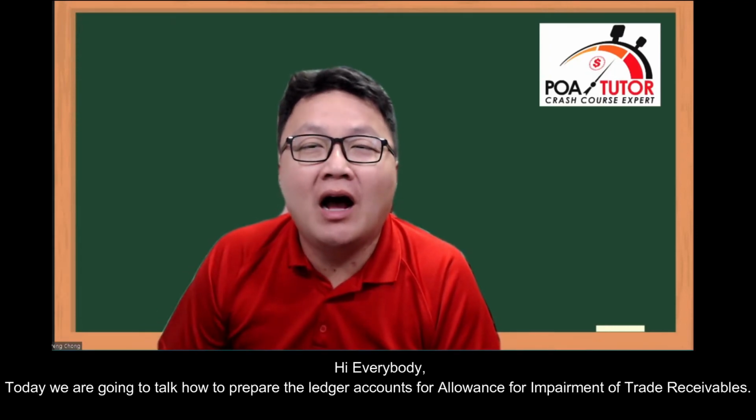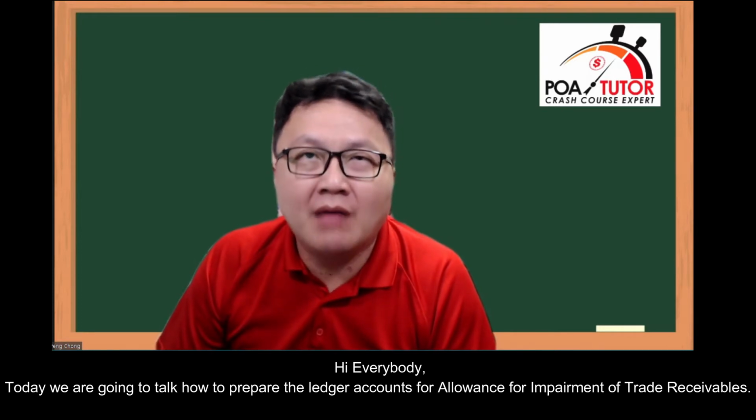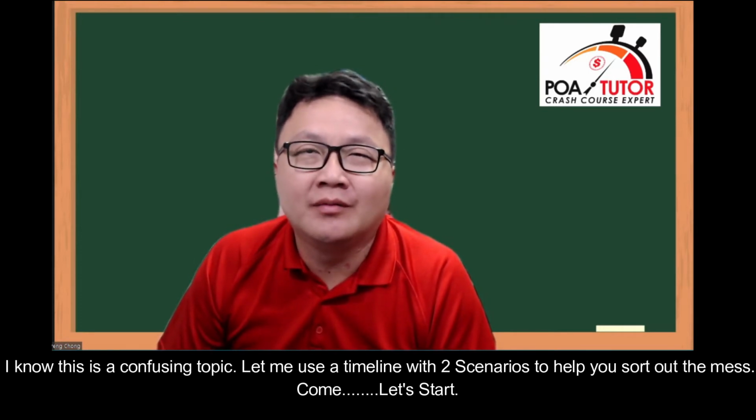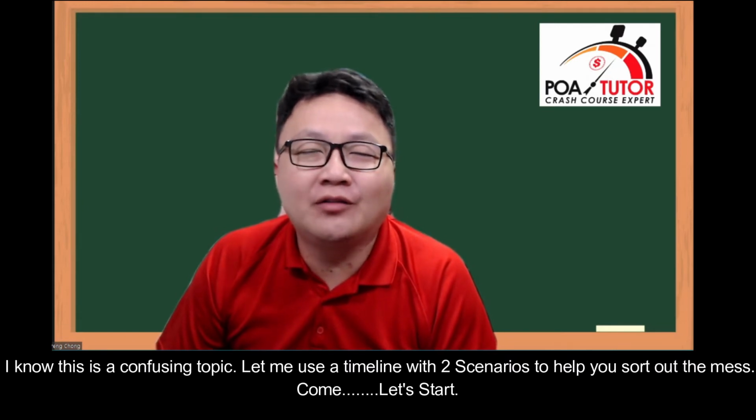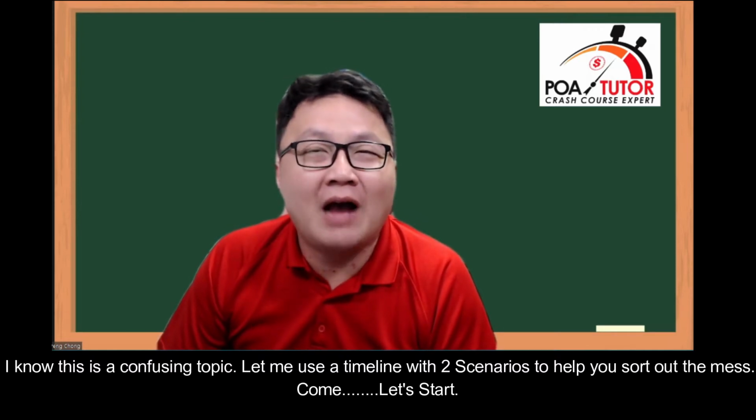Hi everyone. Today we're going to talk about how to prepare the ledger accounts for allowance for impairment of trade receivable. I know this is a confusing topic. Let me use a timeline with two scenarios to help you sort out the mess. Come, let's start.